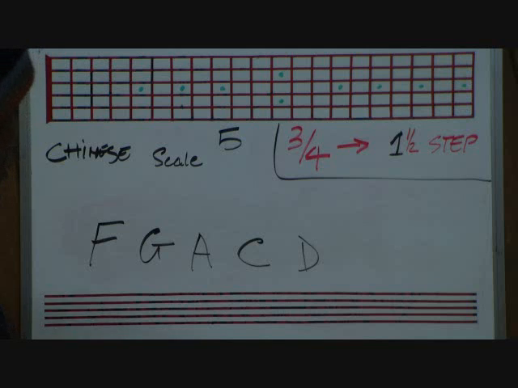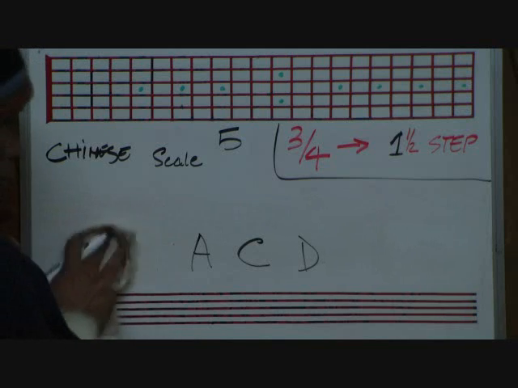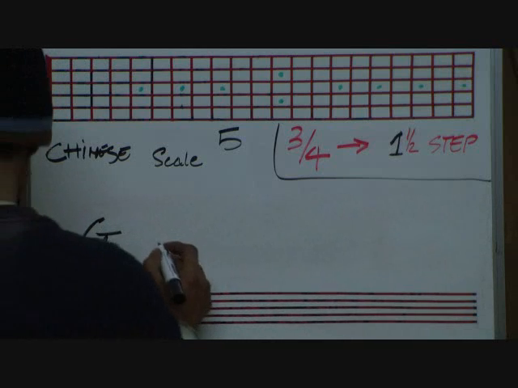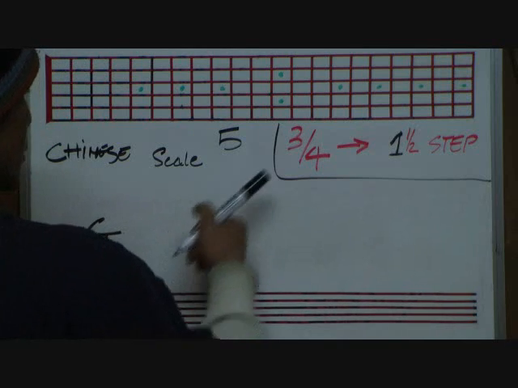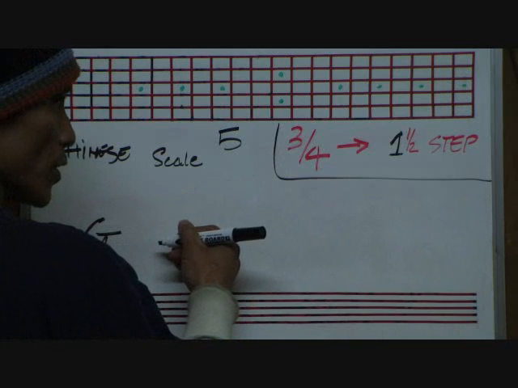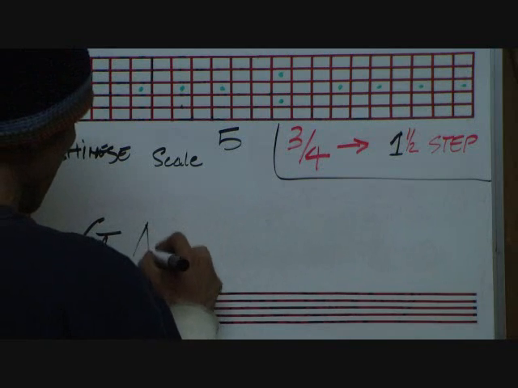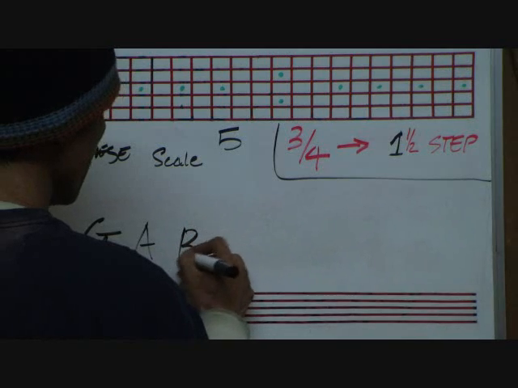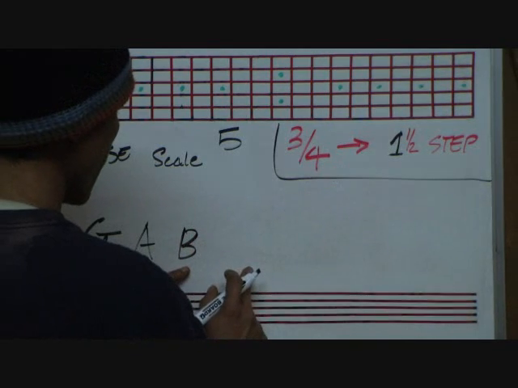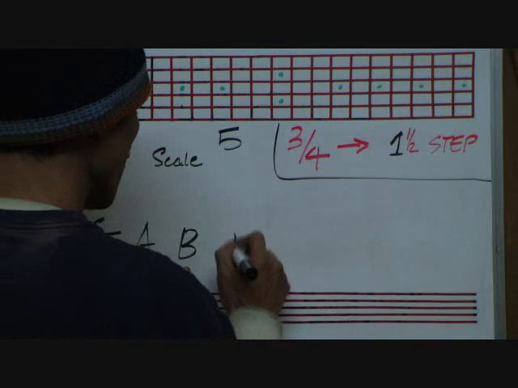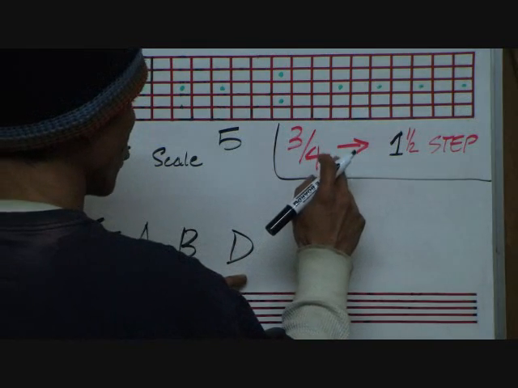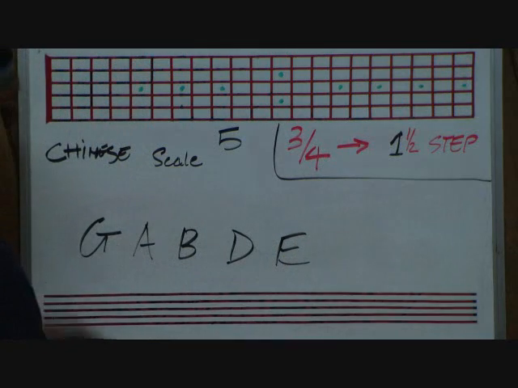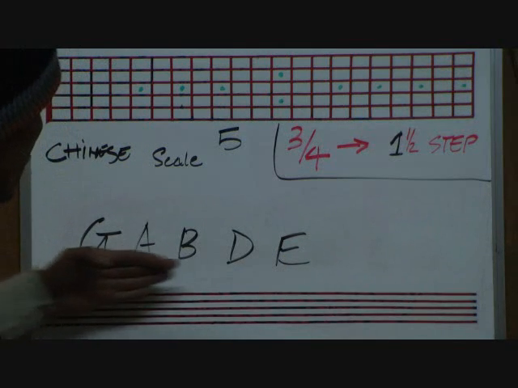Let us move up to the key of G Chinese scale. G is the first. The formula says first to second is a whole step, so it's an A. Second to third is a whole step, the formula says that, so it's a B. Third to fourth is a whole and a half, so it's a D. Fourth to fifth is a whole step, so it's E. Here you have the G Chinese scale.